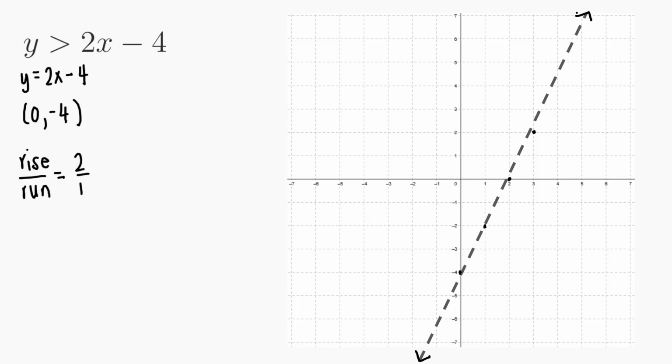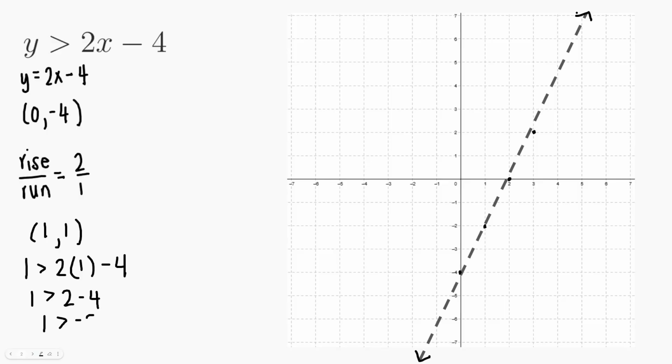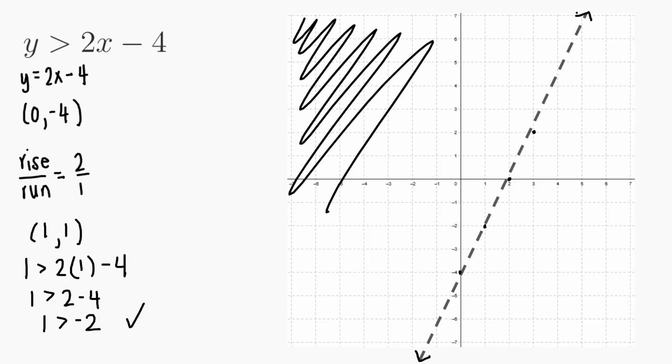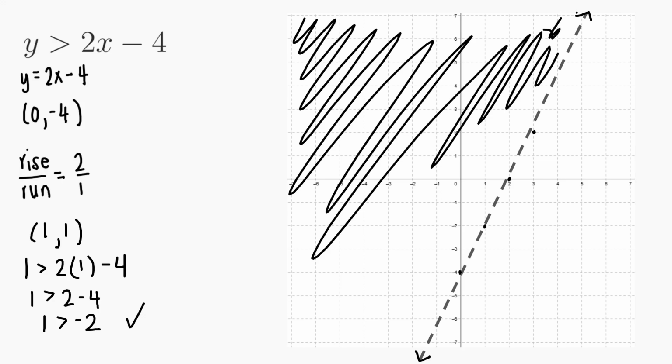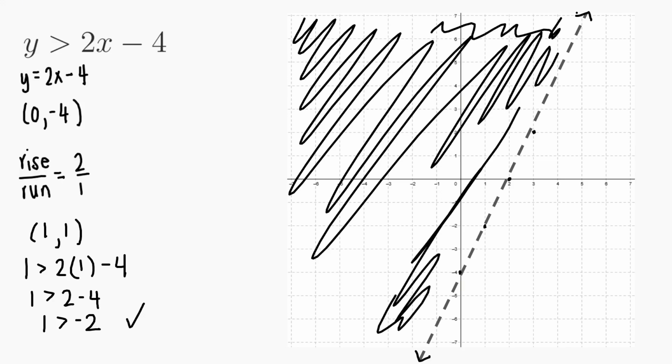We can do this by checking any point. In this case, we can check the point 1, 1, just for fun. We plug in y for 1, plug in x for 1 as well. We get 1 is greater than 2 minus 4. 1 is greater than negative 2. Because 1 is greater than negative 2 is true, we know that 1, 1 is a solution. As a result, we know that this is the side that is part of the solution. Let's just color that.